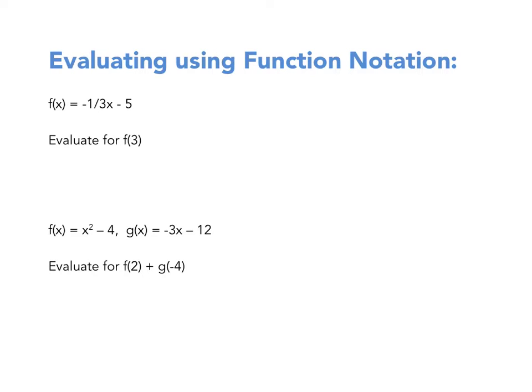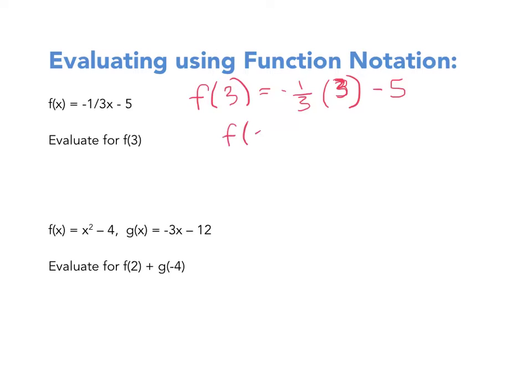So evaluating using function notation. This is what you'll see function notation used as. You have a function, f of x equals negative 1/3 x minus 5, and you need to evaluate for f of 3. So all that means is, see how x is replaced for 3 right here? We have to replace 3 in our function as well. So we'll rewrite this as f of 3, and x is now 3. So when I get to x in my function, I replace it with 3 as well, and just write the rest of my function. So f of 3 equals negative 1/3 times 3 minus 5.